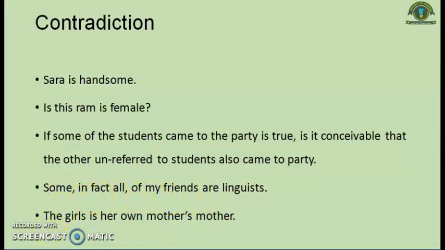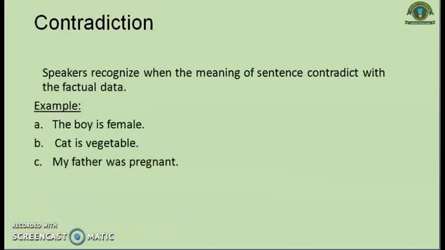Another example is the girl is her own mother's mother. Her own mother's mother is giving you a contradictory statement. So this is the contradiction in the statements. Here what we have identified till now is that words carry the meaning, and when these words are used in the sentence, the overall meaning is conveyed through the sentence. So if the speaker identifies the contradictory statement that is giving you some non-factual data, therefore we can say that this is the contradiction.